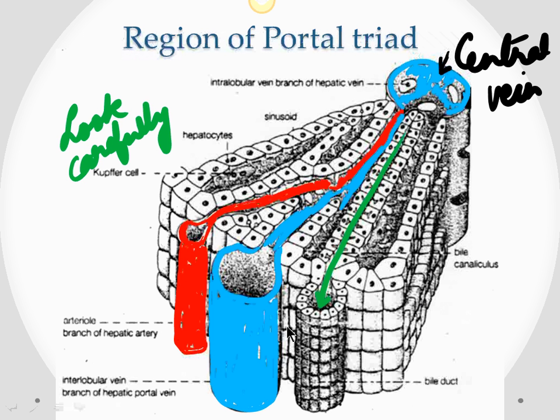This here is another picture just showing you a region of the portal triad. So here you can see these are the sinusoids. Notice this. This is the central vein. This is the portal triad where you have the hepatic artery, branch of portal vein, and you can see the bile duct. So notice how the bile is coming from the hepatocytes into the bile duct, and this will be carried out of the liver. The portal vein branch is sending blood into the sinusoid, as is the hepatic artery, also sending blood into the sinusoid. So you can see here in the sinusoid the type of blood that is present, and you can also see that the blood is flowing towards the central vein.